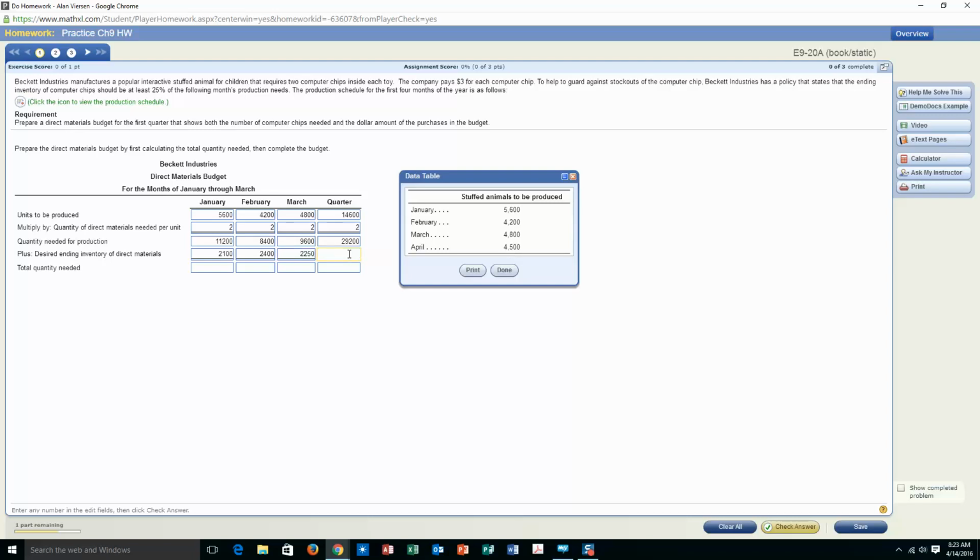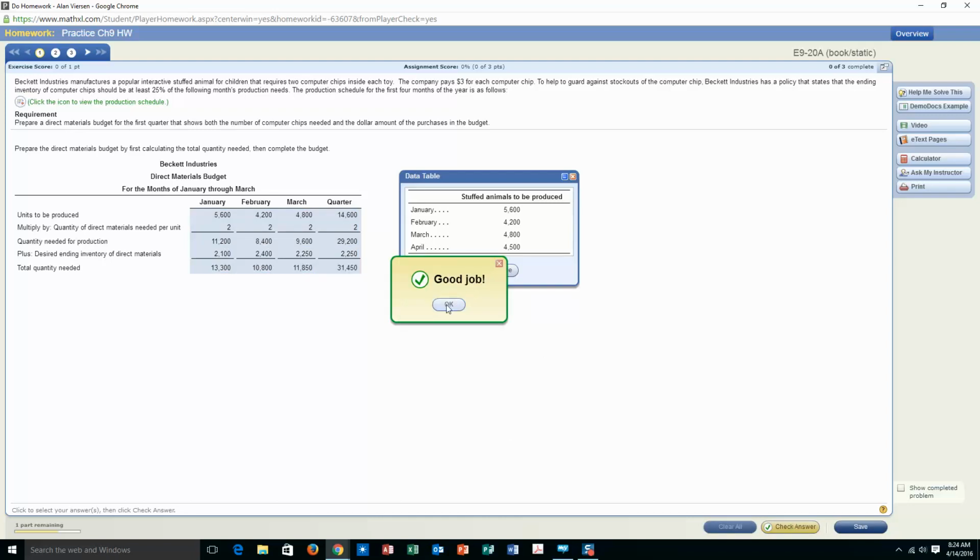Total these all up. Actually, I'm going to take the ending inventory at the end of the quarter. So I'm going to add these together. That's the first step, we add the desired ending inventory, and do some quick math here. And finally, for the quarter, it's 31,450, and I check my answer, and it's good.